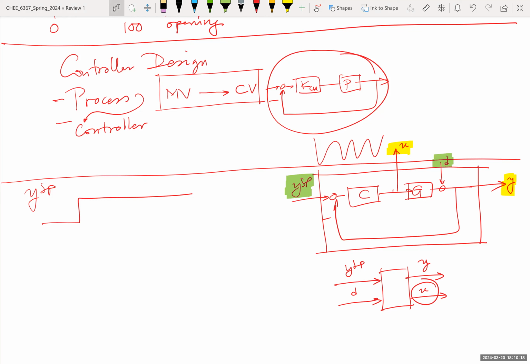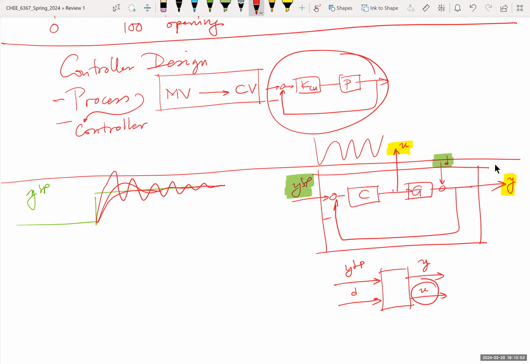So what kind of response do you want? Well, if you change the set point like this, let me use green to suggest that you make this step change to the input. You make this change to y set point. You want the output to respond in a nice, clean way. So you would say this is better than this, which takes forever, but it may be worse than this.